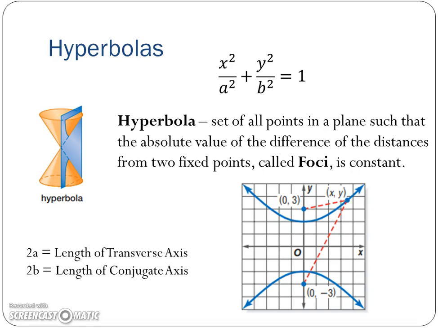A hyperbola is a set of all points in a plane such that the absolute value of the difference of the distances from two fixed points called foci is constant. Standard form for a hyperbola is x squared over a squared minus y squared over b squared equals 1, where 2a equals the length of the transverse axis, and 2b is the length of the conjugate axis.